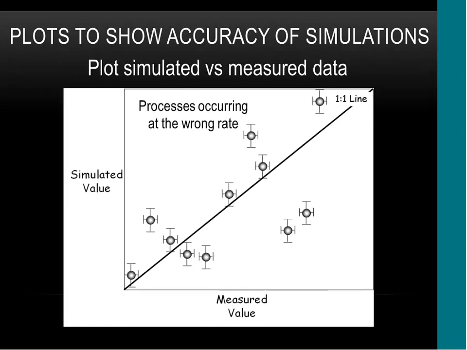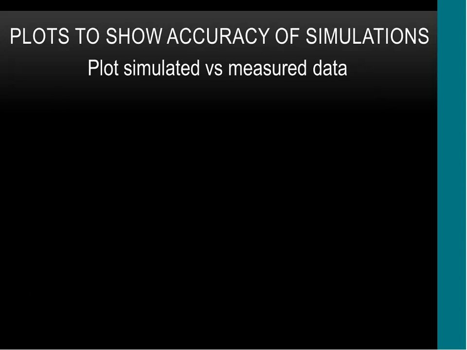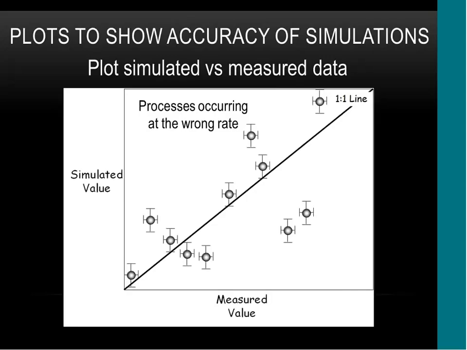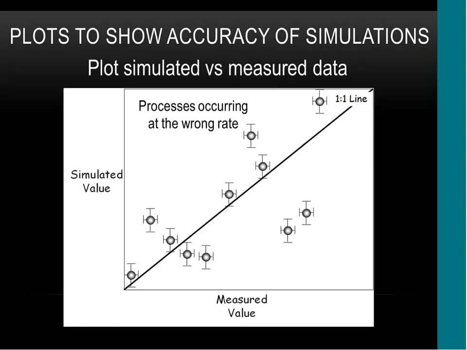Okay, so we might get these sorts of values where the process is occurring at the wrong rate. So again, we can plot the results to see where the model's going wrong. In terms of model accuracy of the simulations, we've got a sort of flow diagram that I've tried to take you through very quickly today.